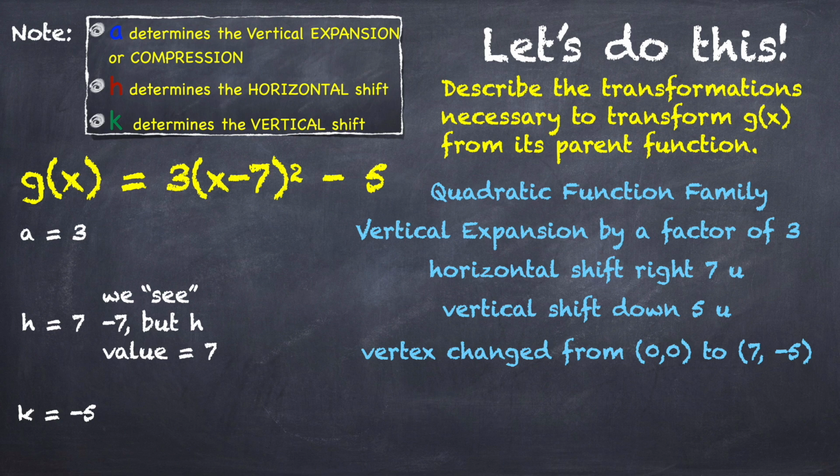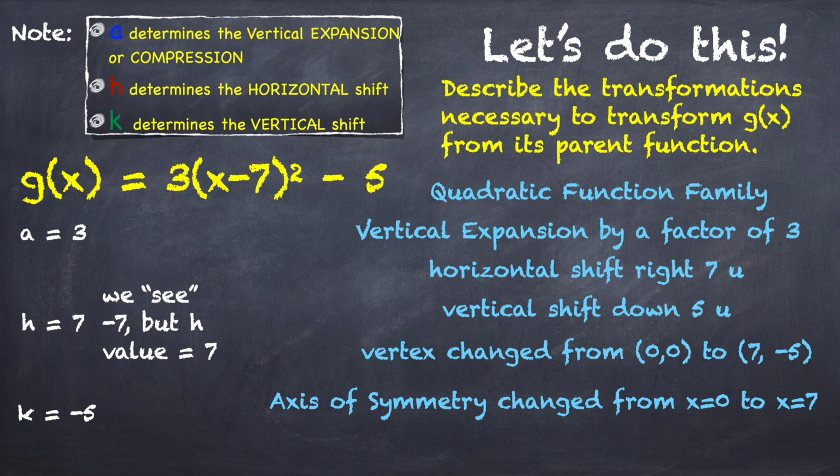Okay, so keep in mind if I have any type of horizontal or vertical shift, I do have a change in the vertex. And we have 2 functions that have an axis of symmetry. Those are the absolute value and the quadratic. Since this is the quadratic, I do need to mention a change in the axis of symmetry. So last thing I ever mention is the axis of symmetry changed from x equals 0 to x equals 7.